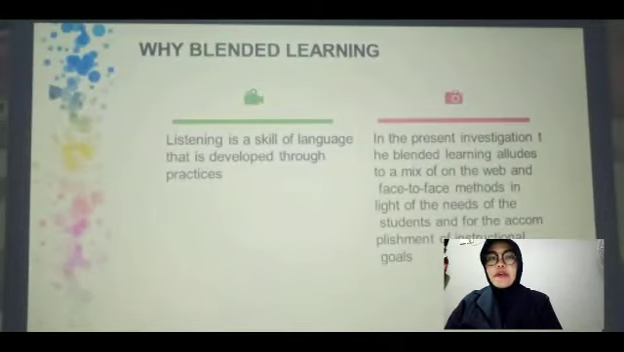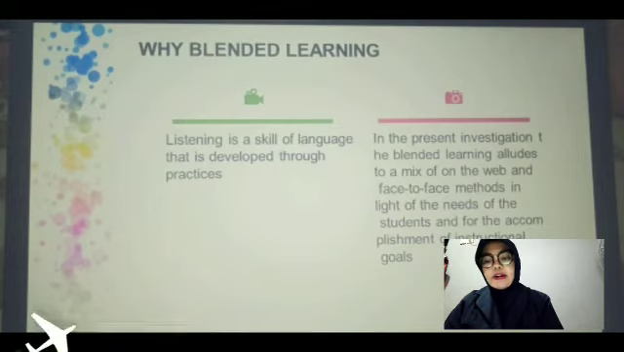Next, this is one of the most important parts. Why blended learning? Because listening is a language skill that is developed through practice. We know that students or people won't get any information if they don't listen well. So by giving the students many opportunities, and facilitating them to get attracted to learning listening by serving them a lot of interesting materials, this is the importance of why we use blended learning.